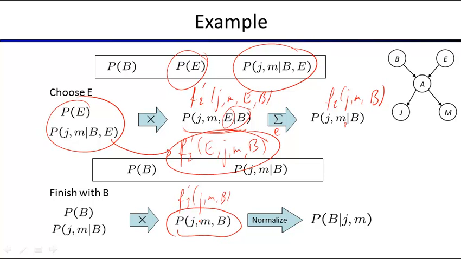So this is the same thing we've seen in earlier examples now, just by looking at the factors that we generate, not by putting the tables out there, but just keeping track of which variables participate in which factor. Any questions about this way of representing things?